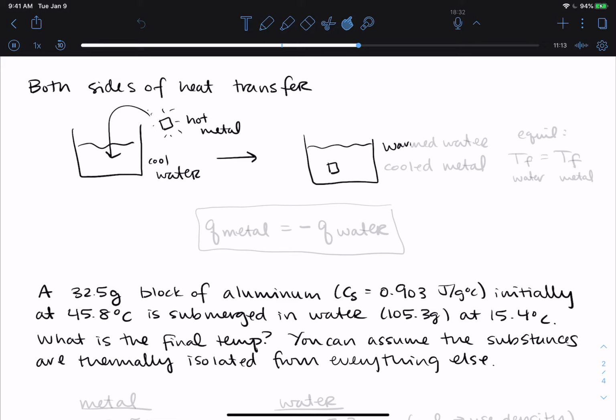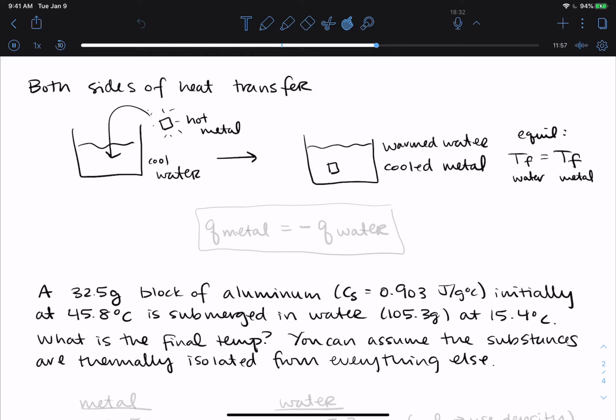Our water is warmed up. Our metal is cooled down. And that thermal exchange stops when we get to thermal equilibrium. That means they're at the same temperature, so my T final for the water is equal to T final for the metal. And all of the heat that is transferred from the metal goes into the water, so the magnitude has to be the same, but one thing is giving off heat and the other thing is absorbing heat.